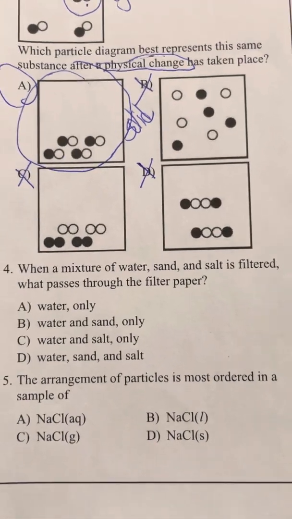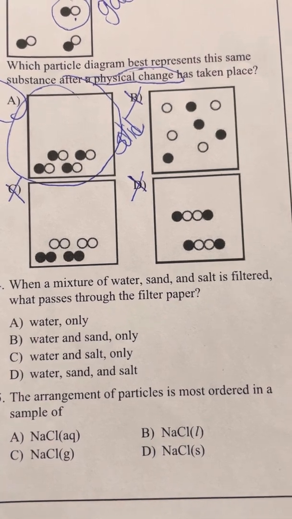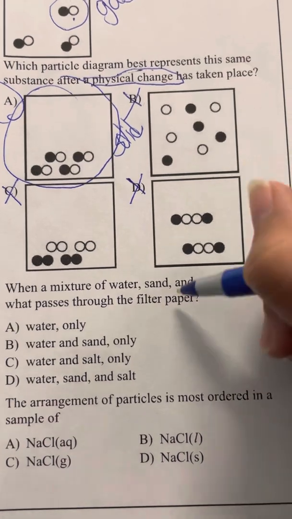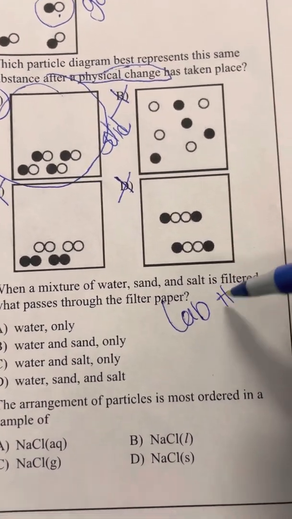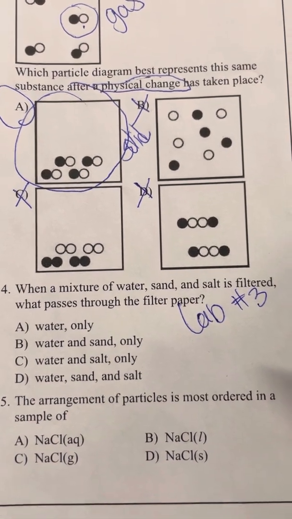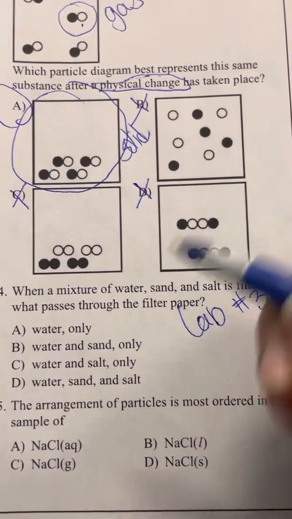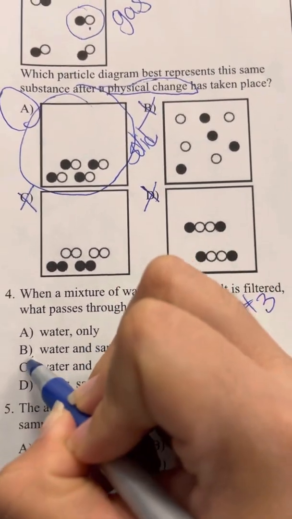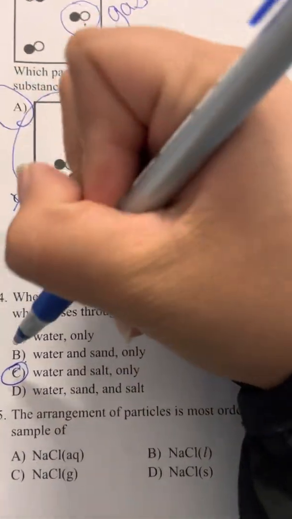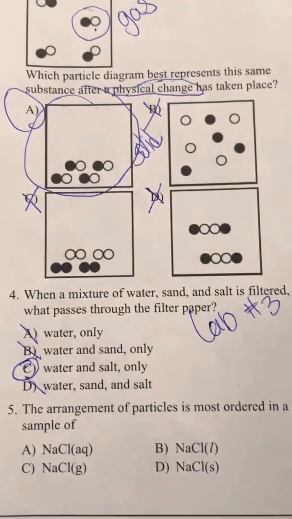Number 4, when a mixture of water, sand, and salt is filtered, what passes the filter paper? We did this in lab number 3. What is going to pass through the filter paper? The water, and not only the water, but the salt as well, because the salt has dissolved in the water. The sand does not dissolve, so these are out. And water is not the only one.